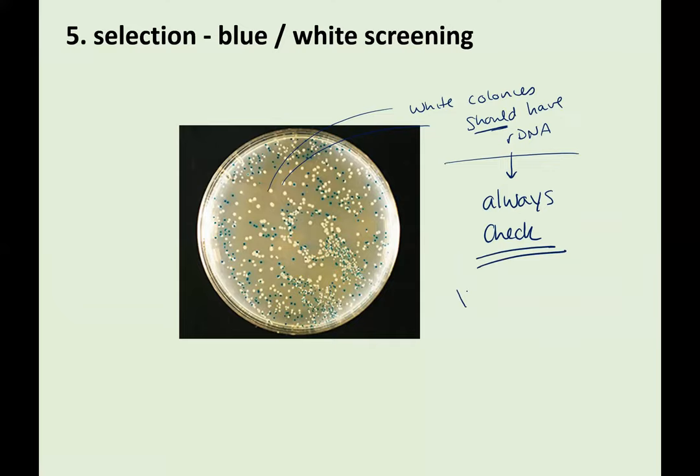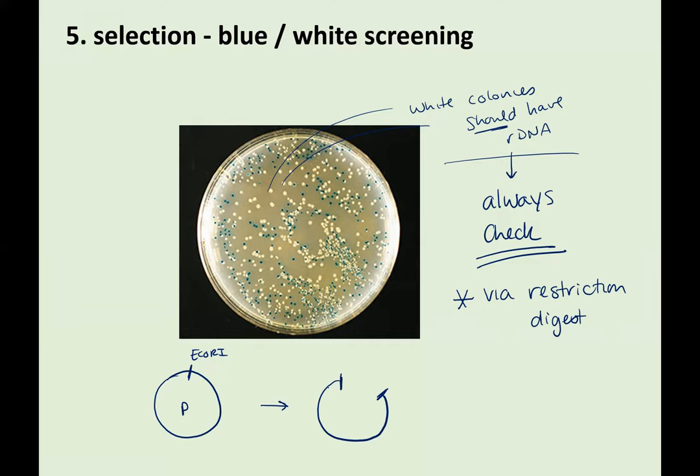And one of the key ways to check is doing a restriction digest. Right? So if you had your plasmid, let's just say with EcoRI, and then you have your plasmid with your recombinant DNA, it still has that EcoRI site. So you can do a restriction digest. This is going to be a resistant colony. So you can always do your restriction digest and see, did it cut once or did it cut twice? And that's what we're going to talk about looking at next.